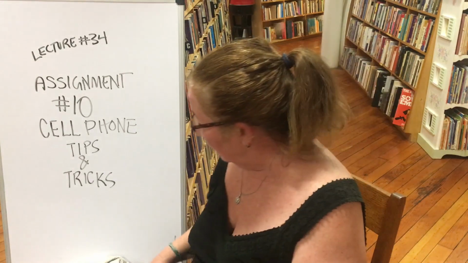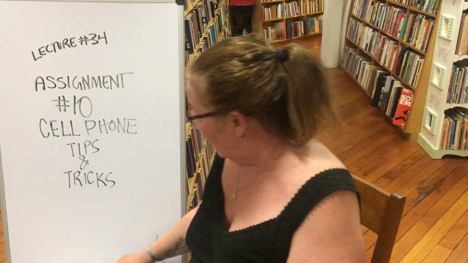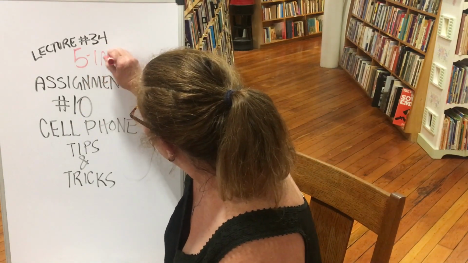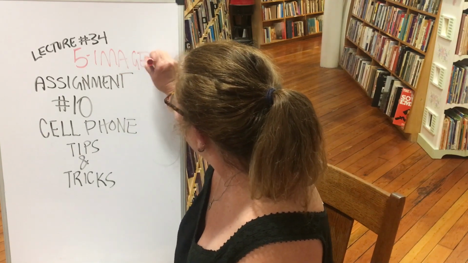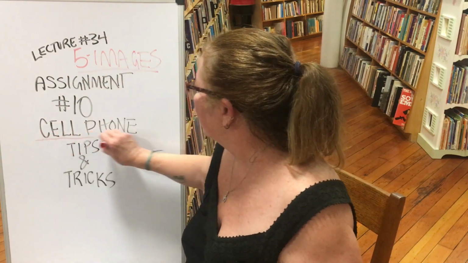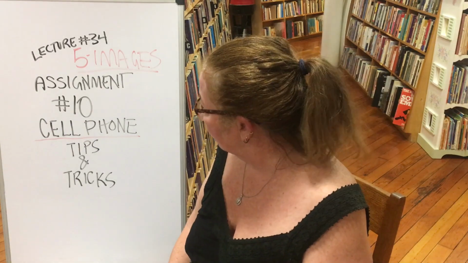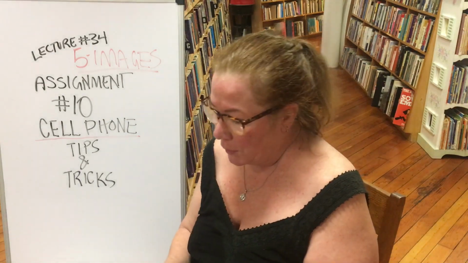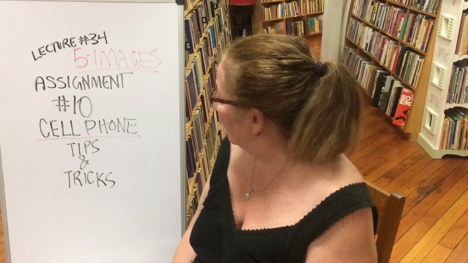We're going to talk today about assignment number 10, which is cell phone tips and tricks. For this assignment, you're going to be taking 5 images on your cell phone. You'll have to either use your smartphone or borrow a smartphone from a friend or family member. Because most people take a lot of photos with their cell phones, I want to give you a few tips and tricks, not only to take better photographs, but to have some fun.